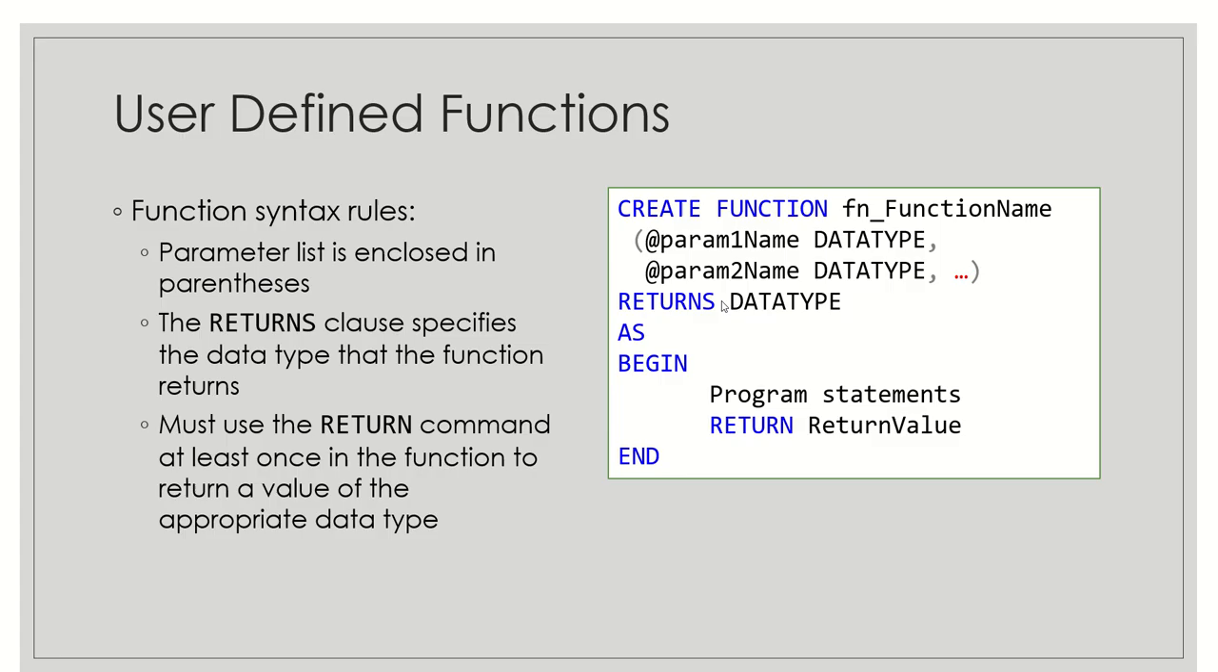After that, we specify the data type that is returned by this function. So we use the keyword returns with the S on the end there, followed by the data type. And the data type can be any of our T-SQL data types, things like int, varchar, or it could also be the word table.